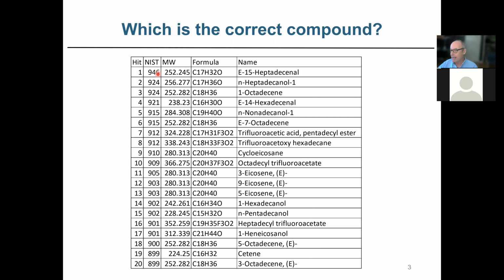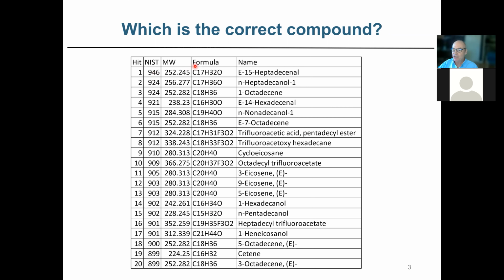There are a number of NIST search metrics you can look at. The one I'm looking at here is the similarity match. If it's 1,000, it's a perfect match. You never get 1,000. If you get something above 900, that's an excellent match. If you get something around 850, the high 800s, that's a good match. And we'll talk about why you might get these differences.